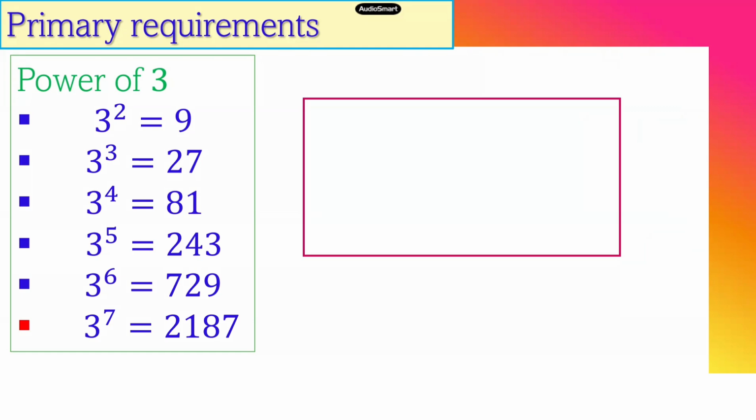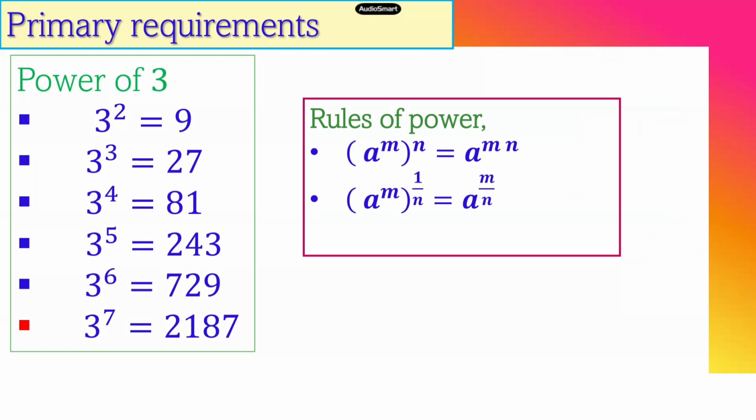And also we need some rules for the power. (a^m)^n is equal to a^(m times n). a^m to the power 1 over n is the same as a^(m/n), and a^m times a^n is equal to a^(m+n). So this basic information is required to solve this problem. So now we'll go step by step to solve this problem.